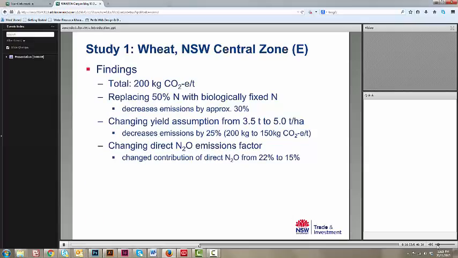Okay, so what they found was that it took approximately 200 kilograms of CO2 equivalent to produce a tonne of wheat for that zone. They looked at what would happen if you replaced some of your fertiliser nitrogen with biologically fixed N, assuming that you were growing a legume crop prior to the wheat crop.